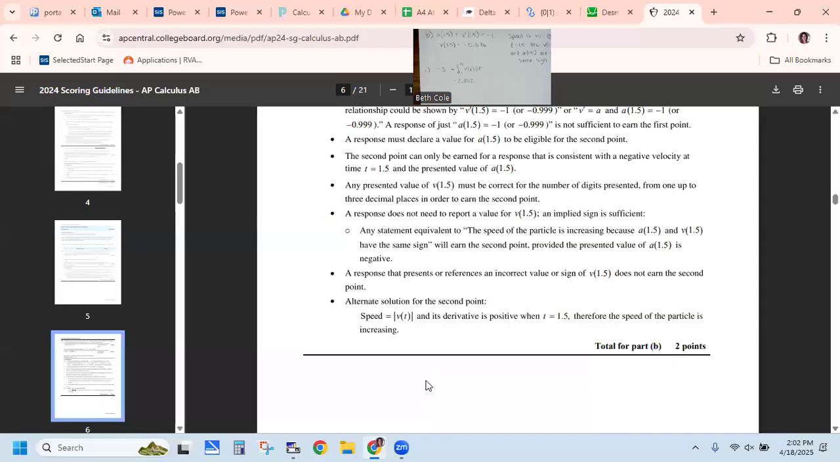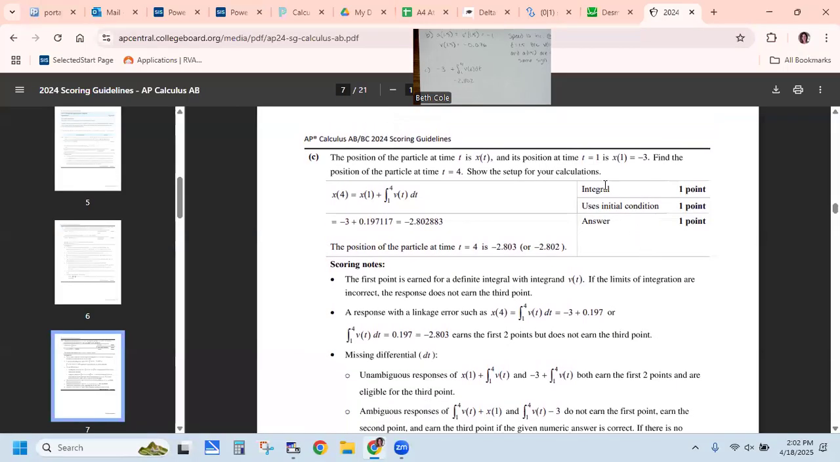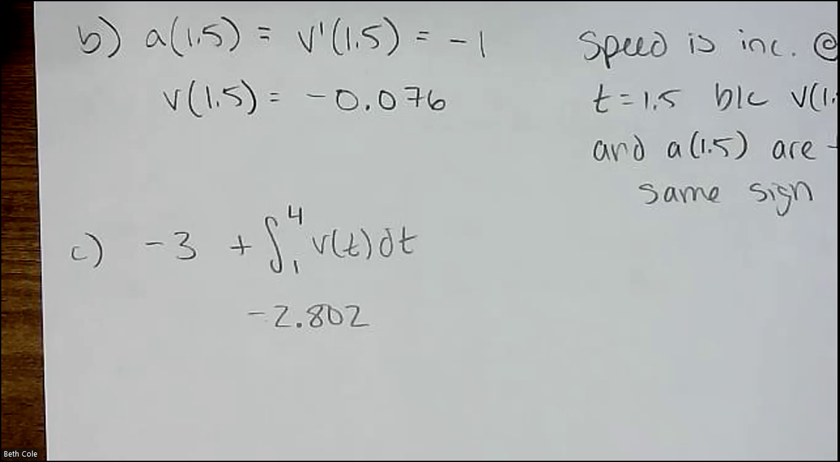Let's see how much that was worth. All right, let's see. 1 point for an integral. So even if you didn't put -3 plus, if you wrote integral 1 to 4 of velocity, you got a point. If you wrote -3 plus out front, you got a point. And then the answer of -2.802 was worth the point. So that was 3. Did anybody get that? I'm curious. Anyone get part of it? I'm just checking.